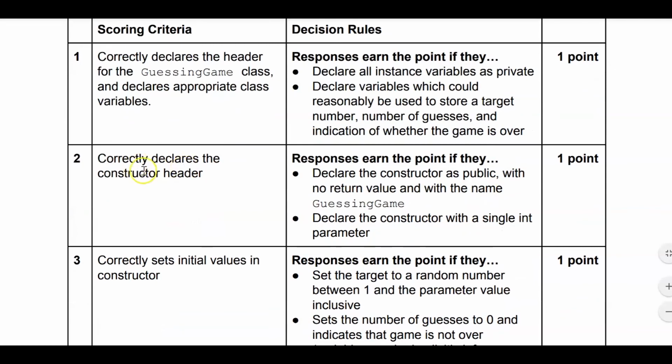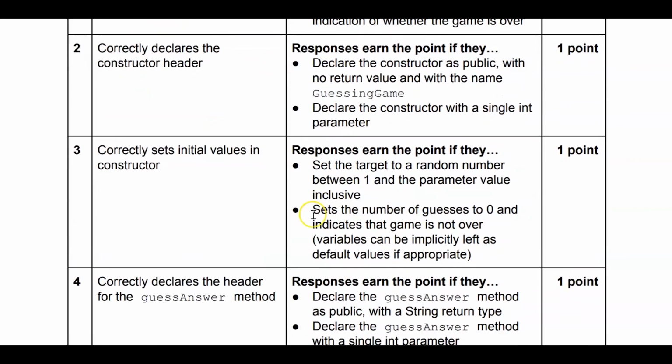The second scoring criteria is correctly declares the constructor header, right? So you had to declare a constructor, and hopefully you've had enough practice doing this that you made sure that you declared it as public, no return value, the name has to exactly match guessing game, and then you also need to declare the constructor with a single int parameter, that one int which is going to be the maximum of your random range.